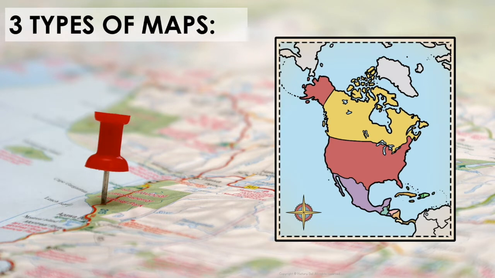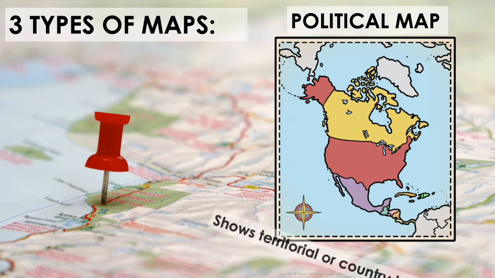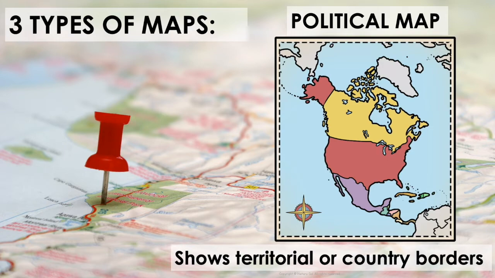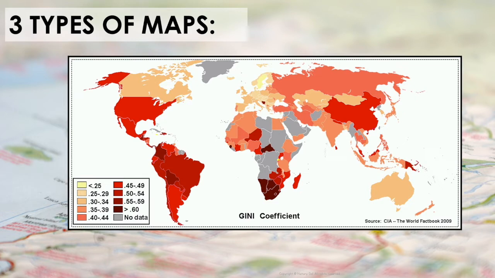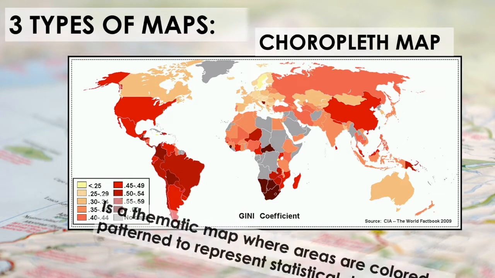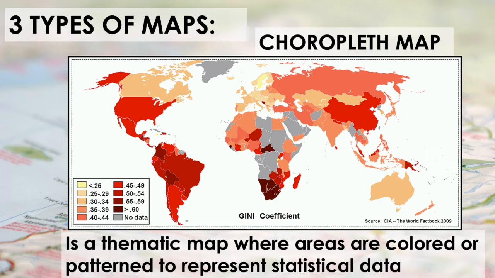The types of maps would also have a political map. This would be basically showing a territory or a country's borders. Another map would be a choropleth map, and as you can see here, the choropleth is a thematic map that shows areas that are colored or patterned based on statistical data. So what you have on this data, you see that the colors represent different densities, whether it's less than 0.25, which would be yellow, all the way up to greater than 0.6, which would be a maroon color.